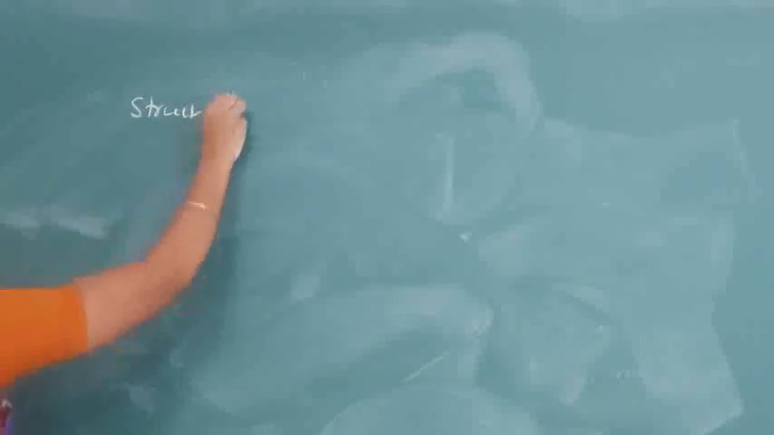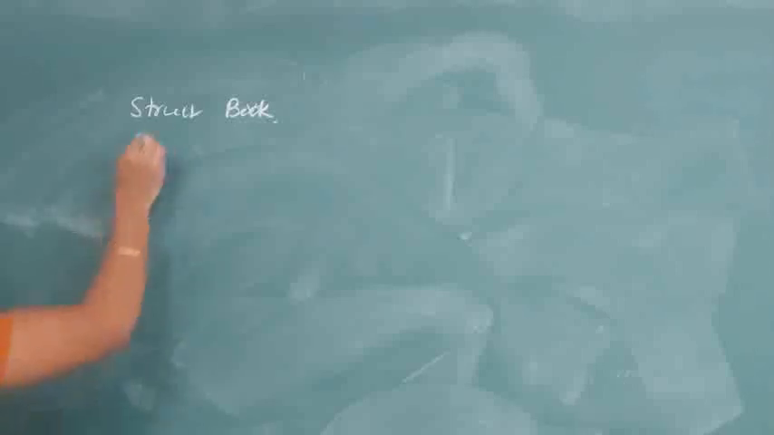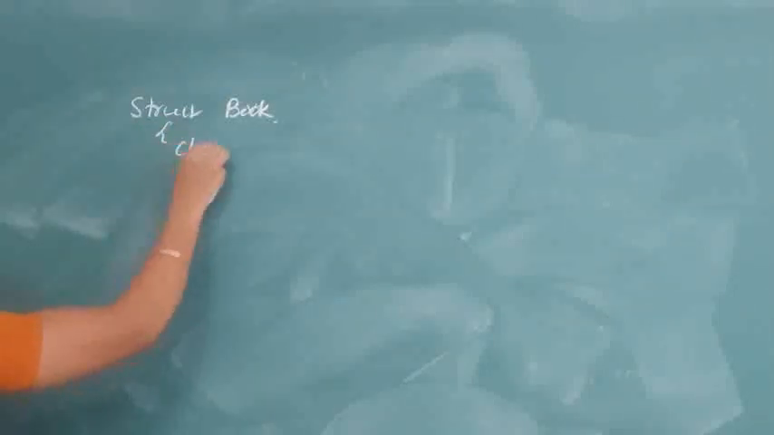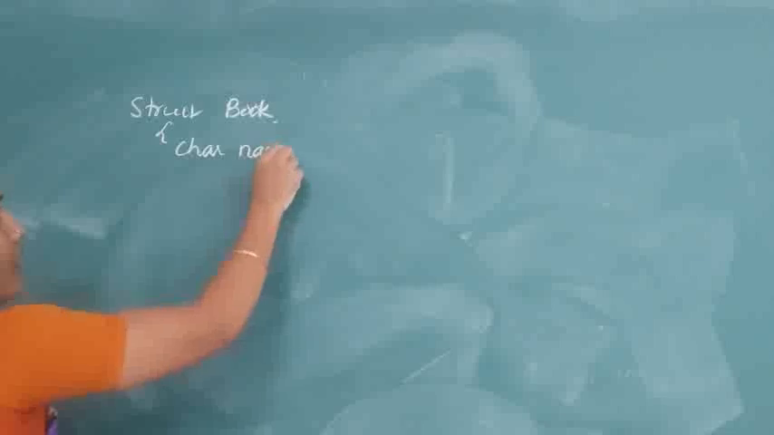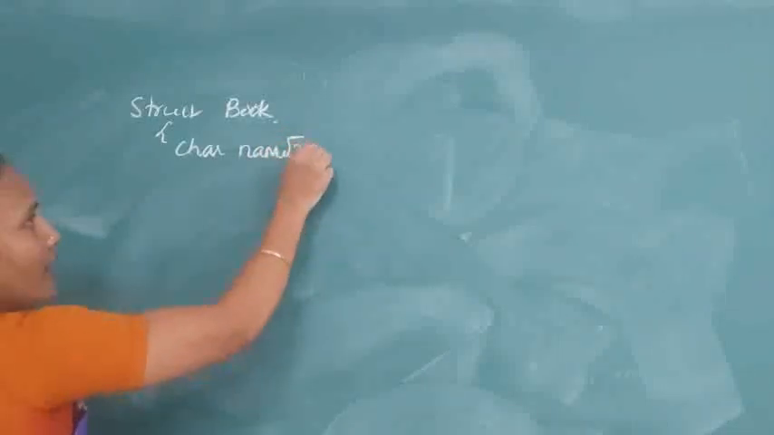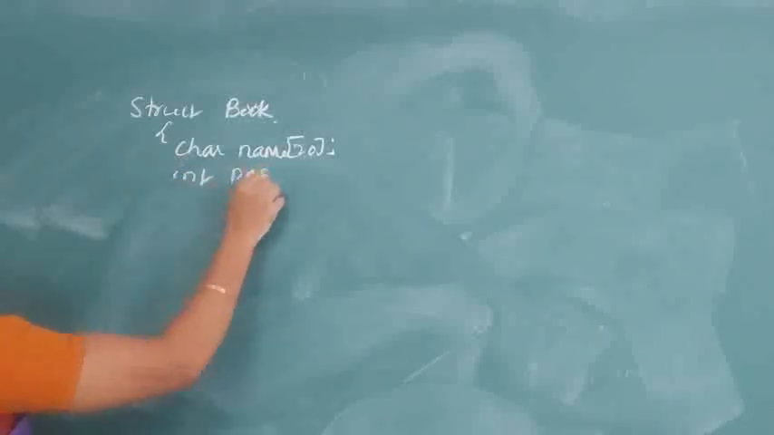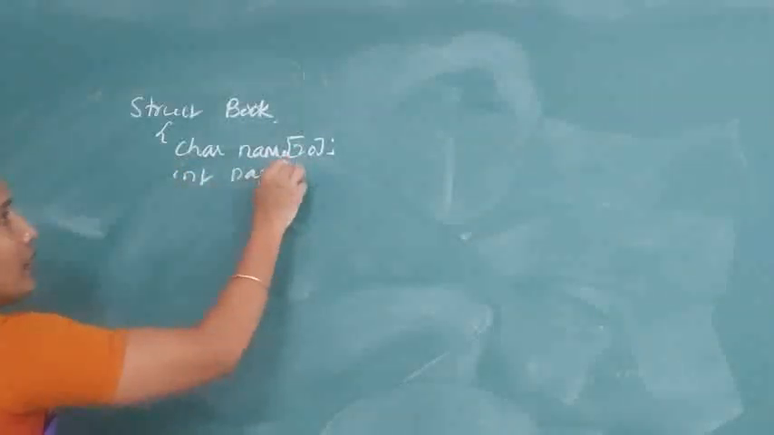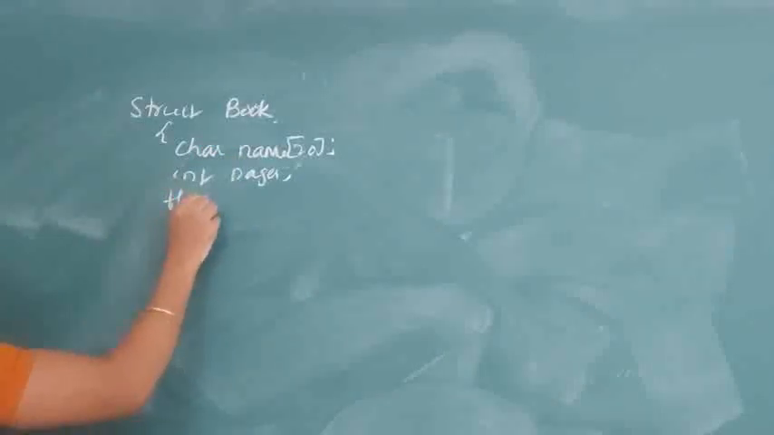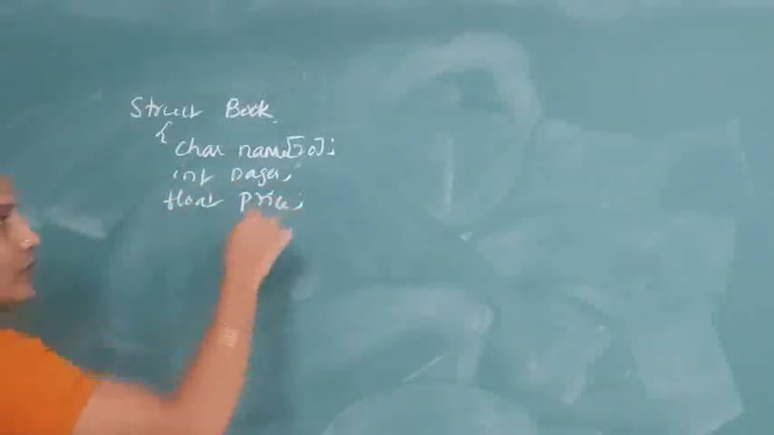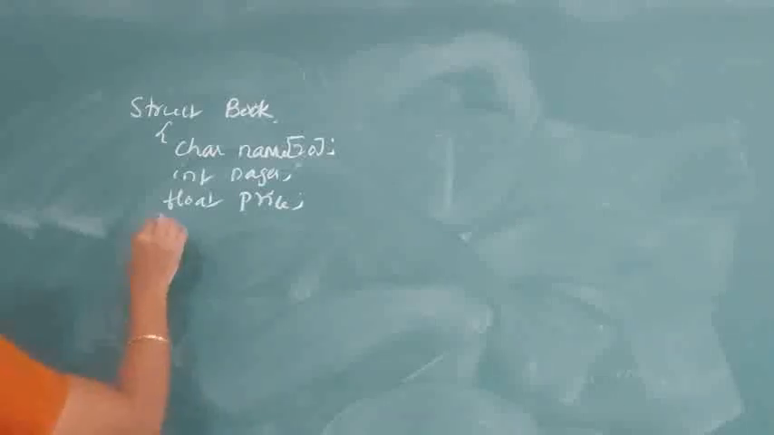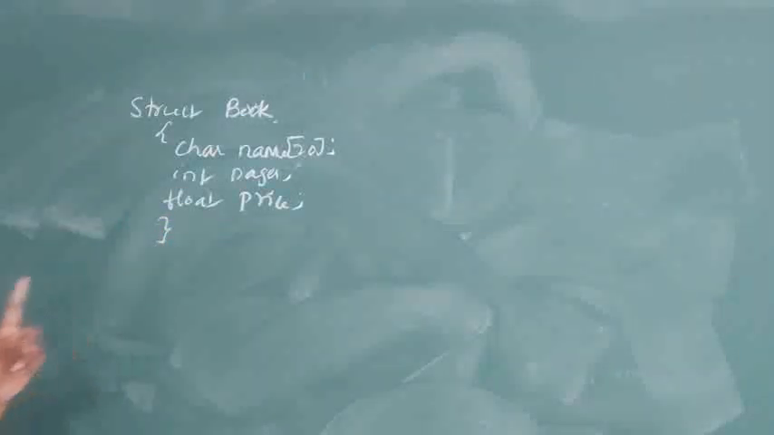See, struct book. The name of the structure is book. And how many members do we have? Char, name of the book. How much memory are you giving? 20 bytes. Next, int pages. Next, float, price of the book. Okay, three members. Now, this structure is followed by the variable called c.